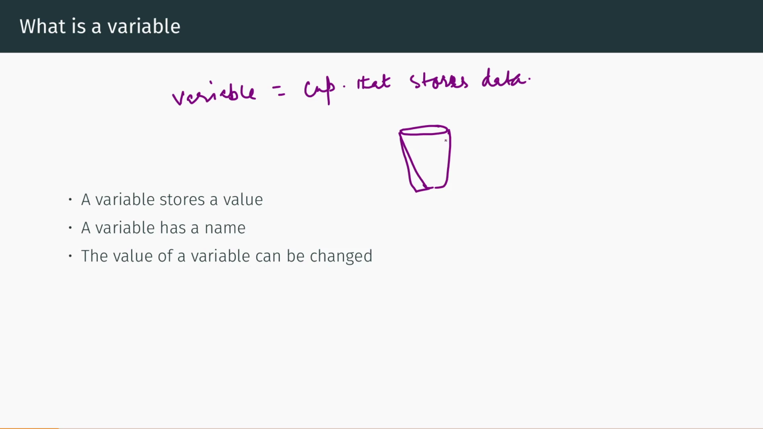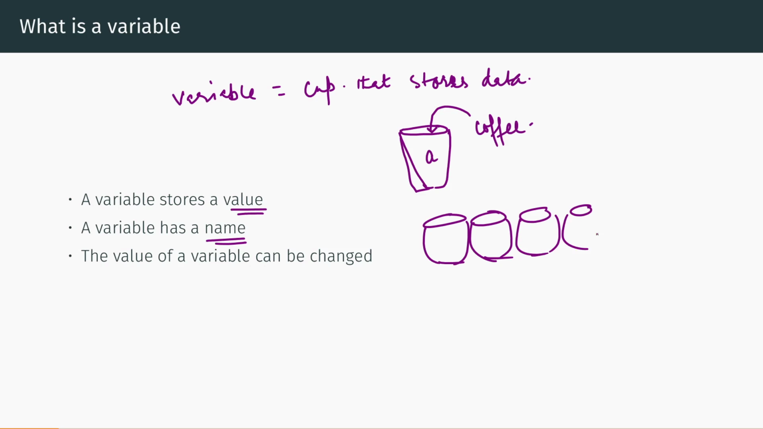In this example, let's say the cup is called A. That's the name of the cup, that's the name of the variable, and the cup contains data. In the coffee example, the data is coffee. So a variable has a name and a variable has a value. Now in computers, you have lots of cups, like a shelf with tons and tons of empty cups.